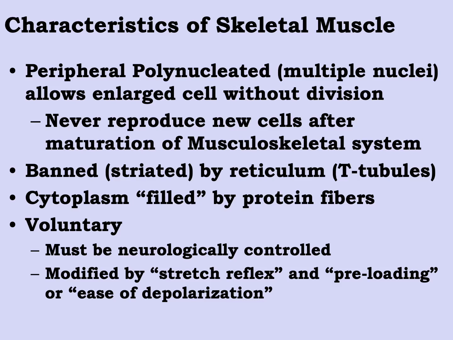Skeletal muscle is the voluntary of the muscle types, which means that it needs to be externally recruited in order to contract. And in this case here, it is going to be neurologically controlled. That neurological control can be modified based on what's referred to as a stretch reflex, a preloading, or what's referred to as an ease of depolarization, which we'll get to when we talk about actual contractions of muscles, not in the anatomy class, but in the physiology class.